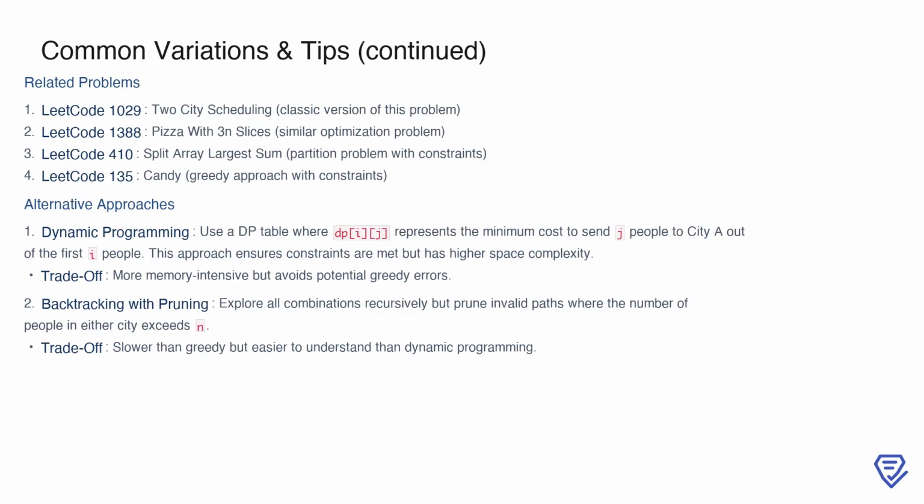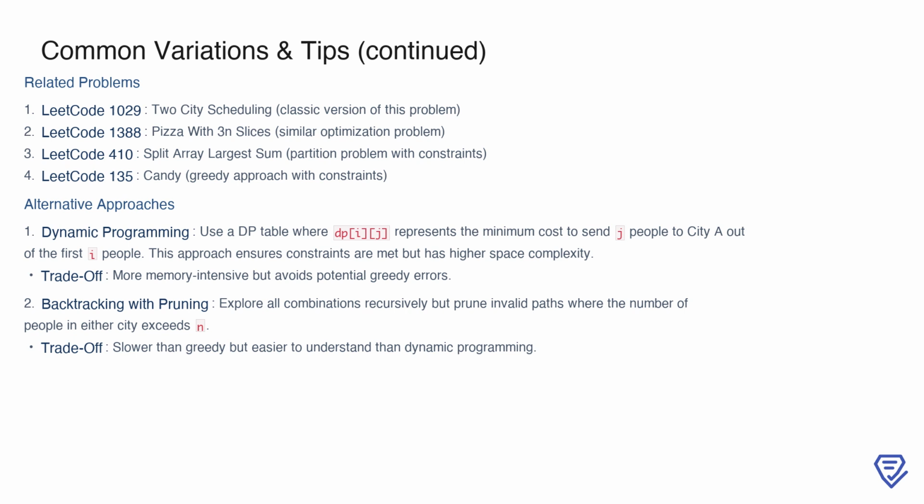This problem also has connections to other optimization problems you might encounter. For instance, LeetCode 1029 is the classic version of two-city scheduling, while problems like LeetCode 1388, pizza with 3n slices, or LeetCode 410, split array largest sum, involve partitioning with constraints. Similarly, LeetCode 135, candy, is another example that uses a greedy approach to solve a constrained optimization problem.